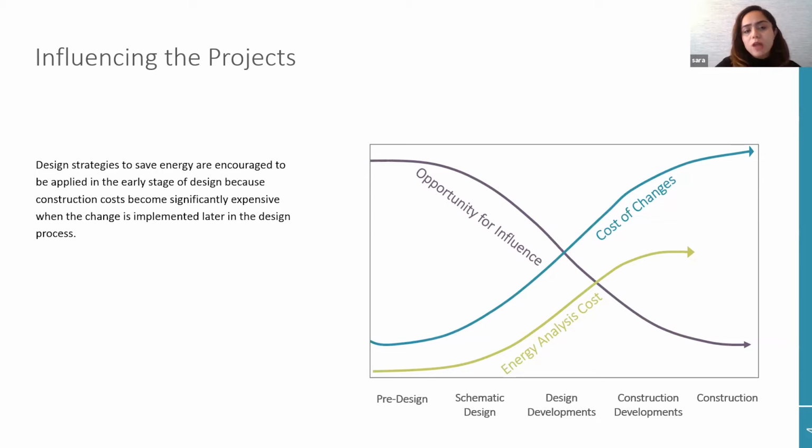And it's not just about the cost of construction, it's also about the cost of energy analysis. When we get to design development and construction development, we have such a heavy model, with so much information and data to feed to it, that it's very time consuming to do the model at DD and CD. So what we are suggesting is to apply design strategies very early on, because the cost becomes significantly high later.